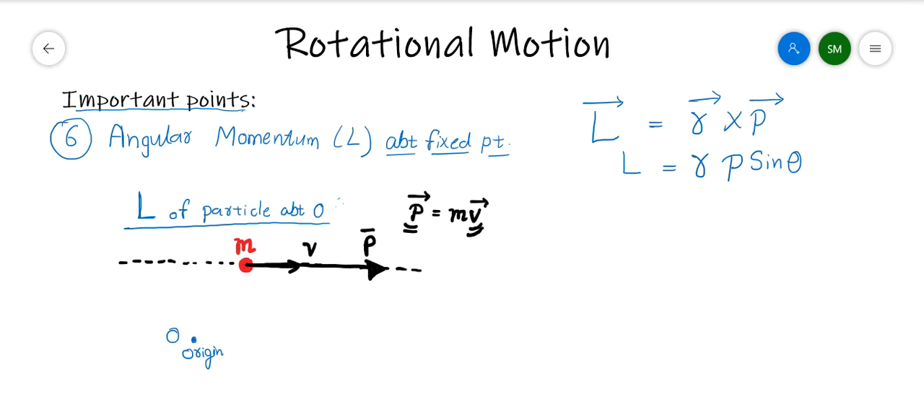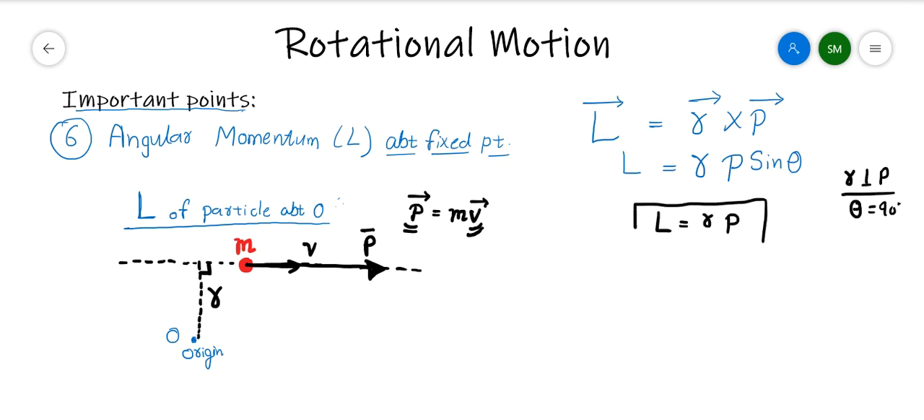If I take this distance r such that r is perpendicular to p, always take a perpendicular distance r. Look at the diagram, r is perpendicular to p. If you take this particular r, then the angle between r and p is 90 degrees. Since r is perpendicular to p, theta is definitely 90 degrees. Put sine 90, and L will be equal to r p. So remember, you can avoid the sine theta term. You can make the formula very simple, r p, provided r must be taken perpendicular to p. Only take that r which is perpendicular to p.